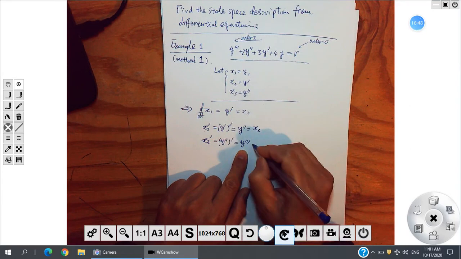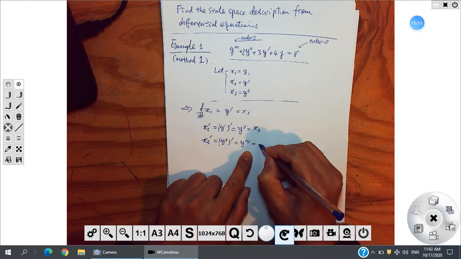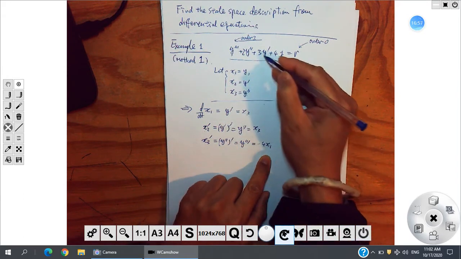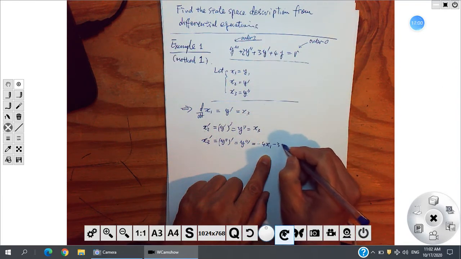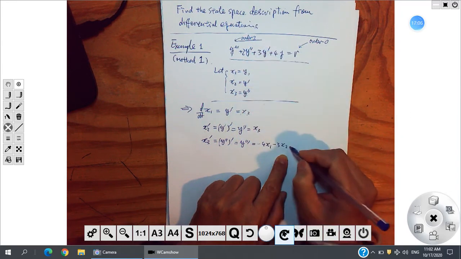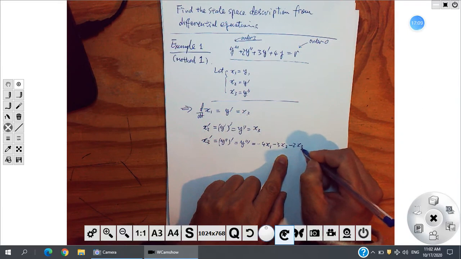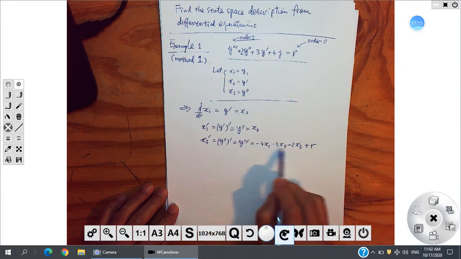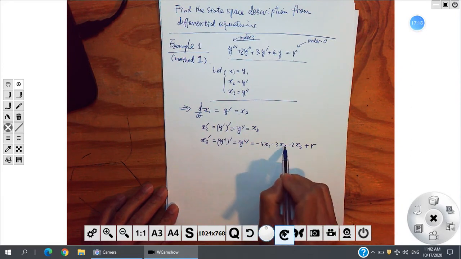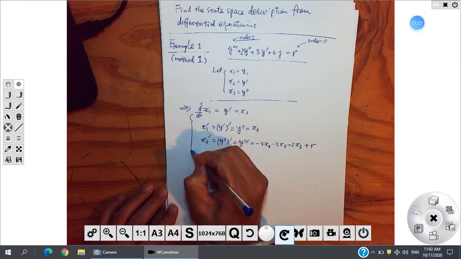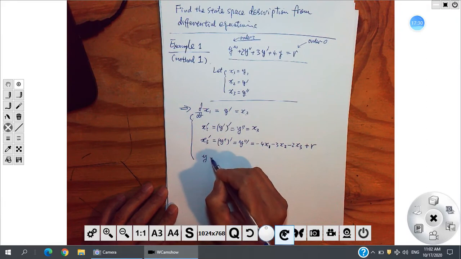Okay, so this is 4y. So this is a negative 4x1. And 3y prime is negative 3x2. And 2 with y2 prime, y2 prime is x3, is minus 2x3. And plus r. Here I put the x with the order, ordered by the index from 1 to 2 to 3. So I put x1 first. Alright. And what is y? Y is just x1.